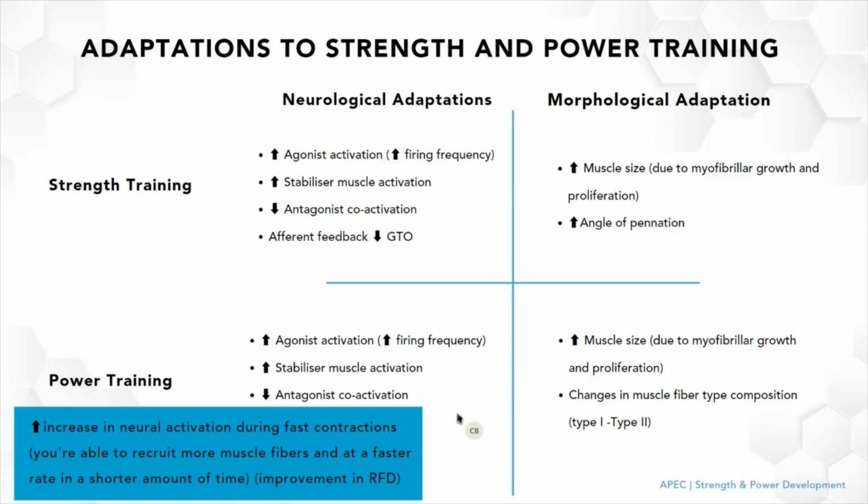Then moving on to power training adaptations. For the neurological adaptations, you see similar changes to that of strength training. And same with the morphological adaptations, okay? So you're not going to see huge changes in muscle size. There might be a little bit, but there's not that much. But what you do find is there are changes in muscle fiber type composition. So you'll get an increase in the percent of type 2 fibers. So you'll get type 1 fibers converting to type 2 fibers.